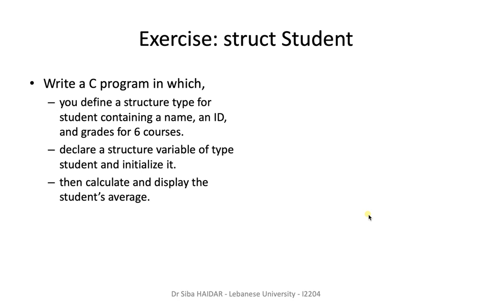We have to write a C program in which we define a structure type for students containing a name, an ID, and grades for 6 courses, and then declare a structure variable of this type and initialize it, and then calculate and display the student's average. So this is an easy exercise that shows us how to use structures.